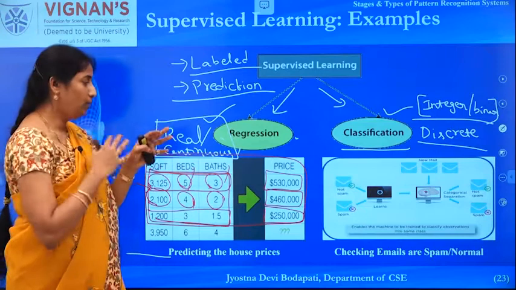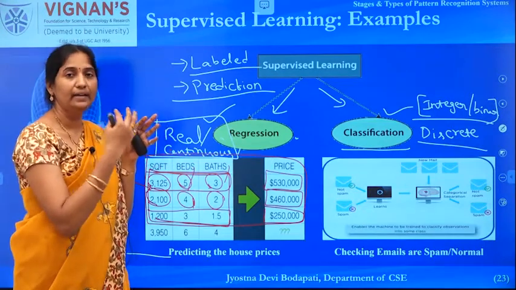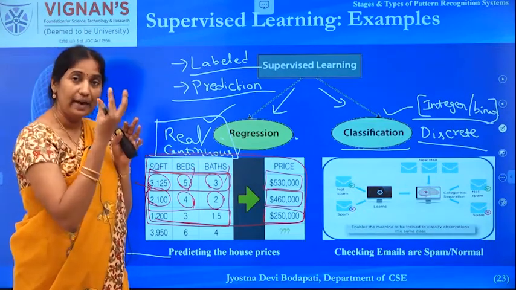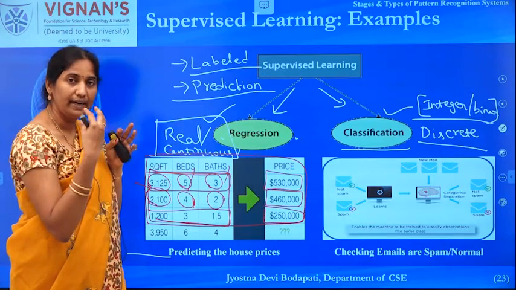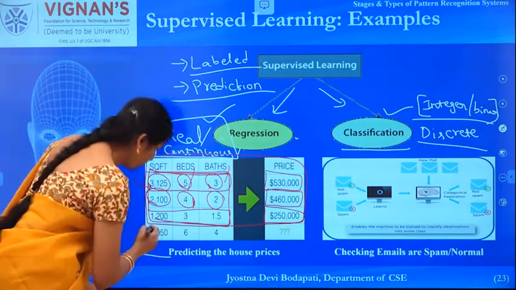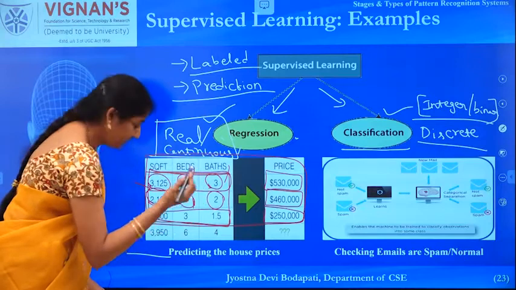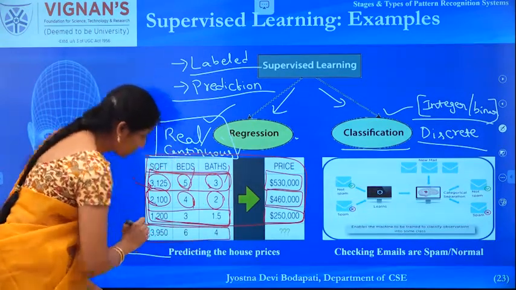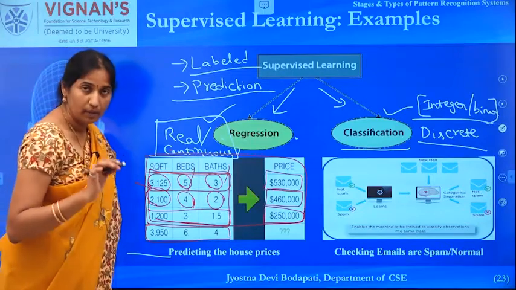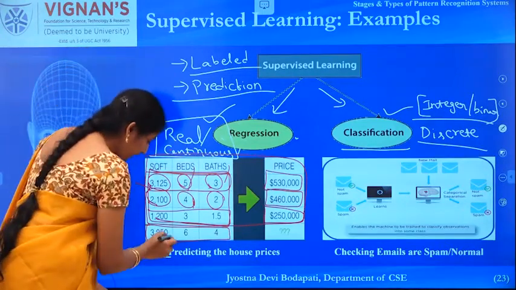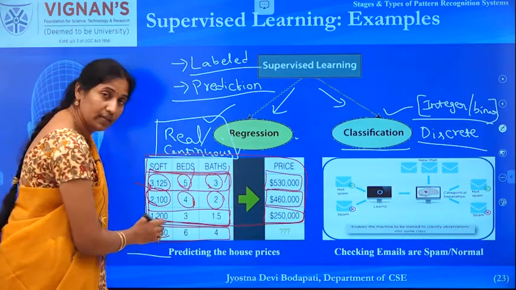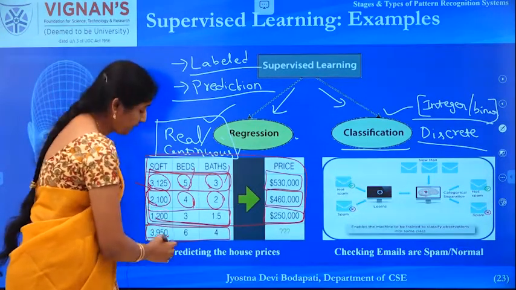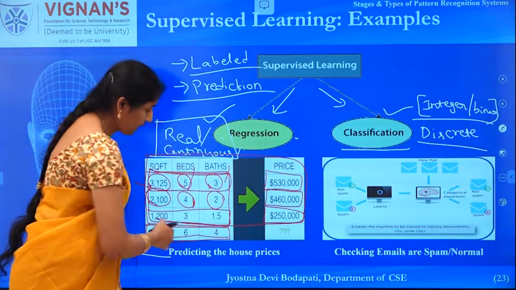Now the model will try to analyze the data and generate a model, and that model will be applied later when you give some input. When the model is ready, I will pass this example, the house details, to the house price prediction model. Here the house size is 3950 square feet, with 6 bedrooms and 4 bathrooms.